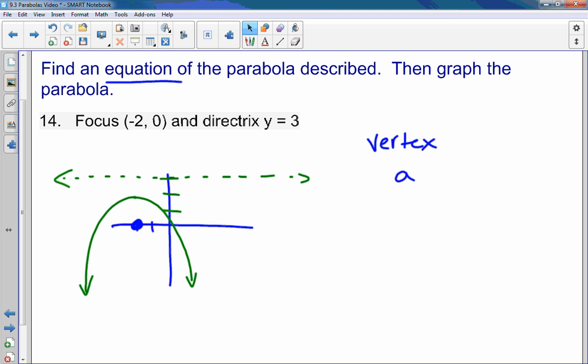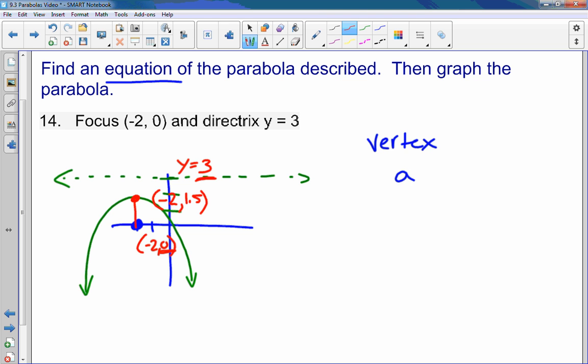Now, what's halfway between the y value of 3 here and the y value of 0 here? 1.5. So this vertex has to have a y value that's halfway between 0 and 3, which is 1.5. You could write that as 3/2. It's the same thing. And remember, the x value, since I'm not going to the right or to the left, I go straight up, is still going to be -2, just like in the focus. So I've found that my vertex is -2, 3/2. I'm going to use 3/2 just for the sake of simplicity.